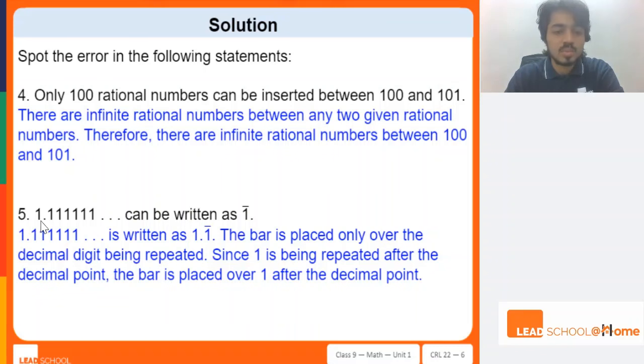Next statement is 1.111 and so on can be written as 1 bar. Now 1.111, this number can be written as 1.1 bar. The bar is placed only over the decimal digit being repeated. Since 1 is being repeated after the decimal point, the bar is placed over 1 after the decimal point, right? So the bar is only placed for digits that come after the decimal point. So this will be written as 1.1 bar.